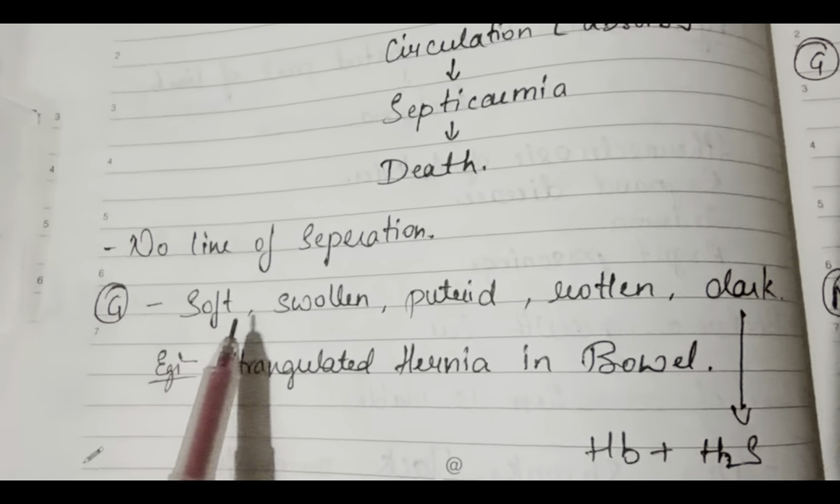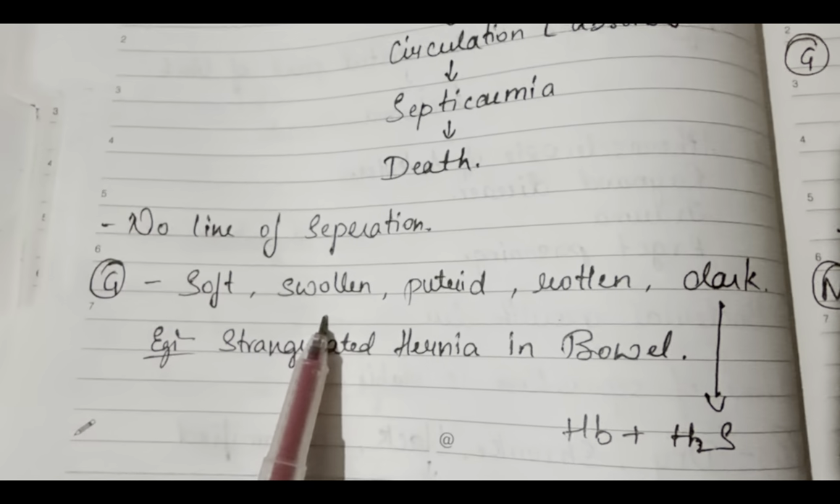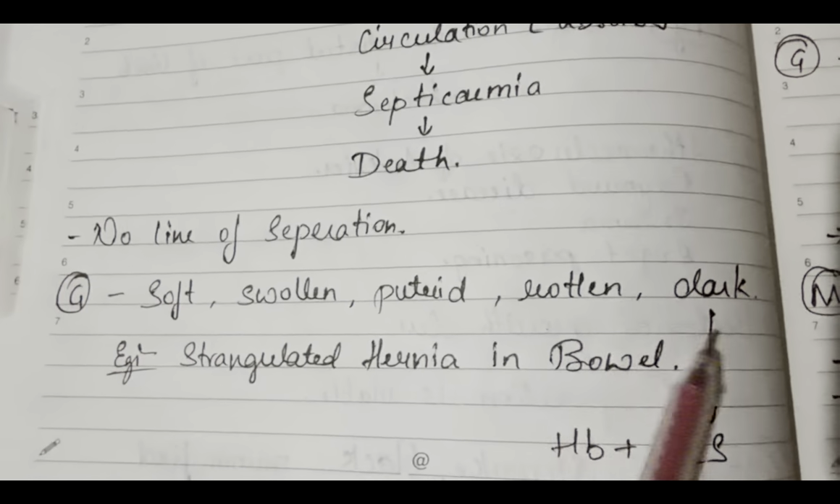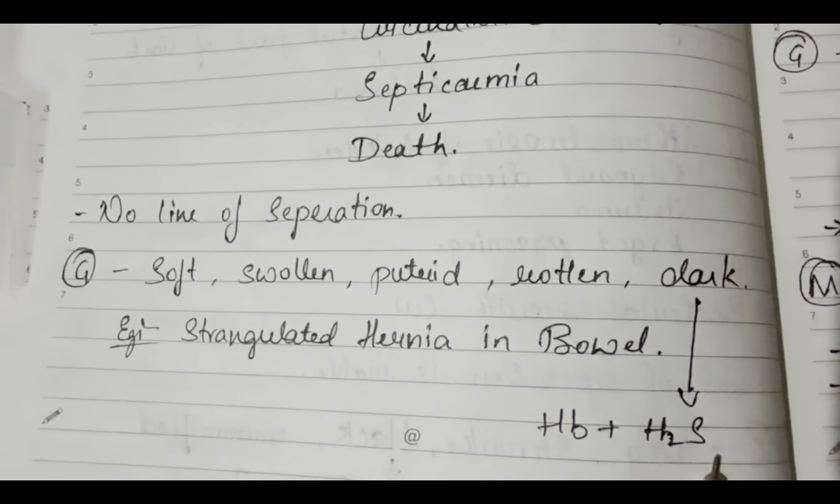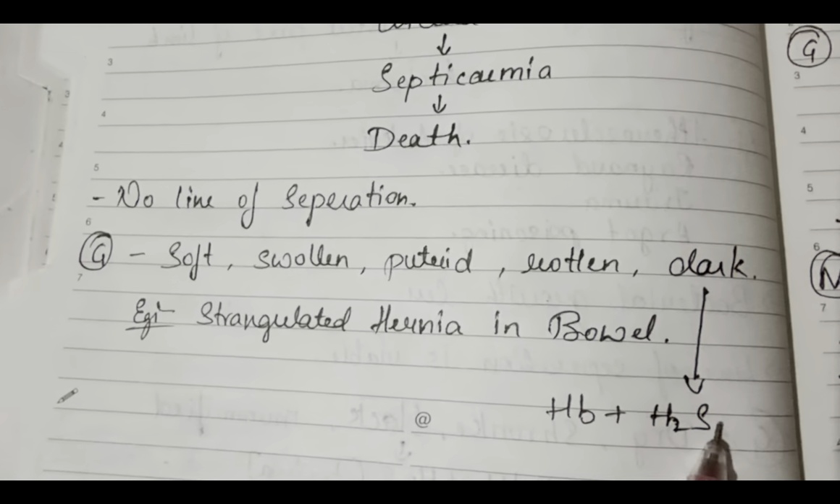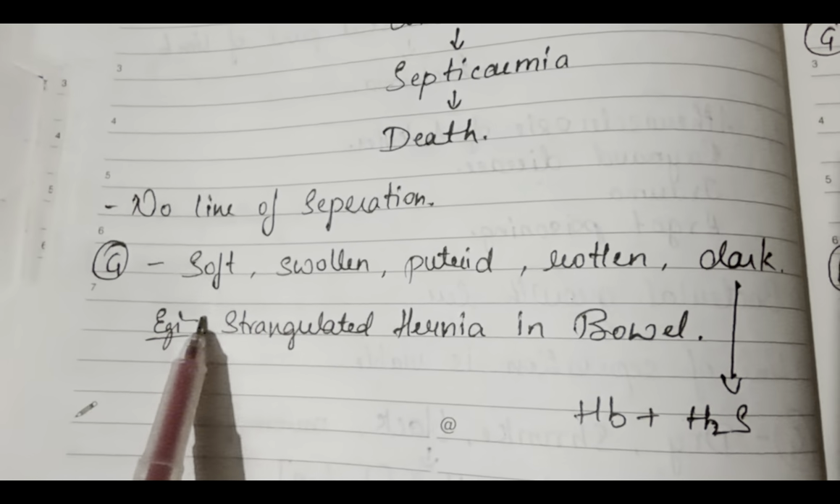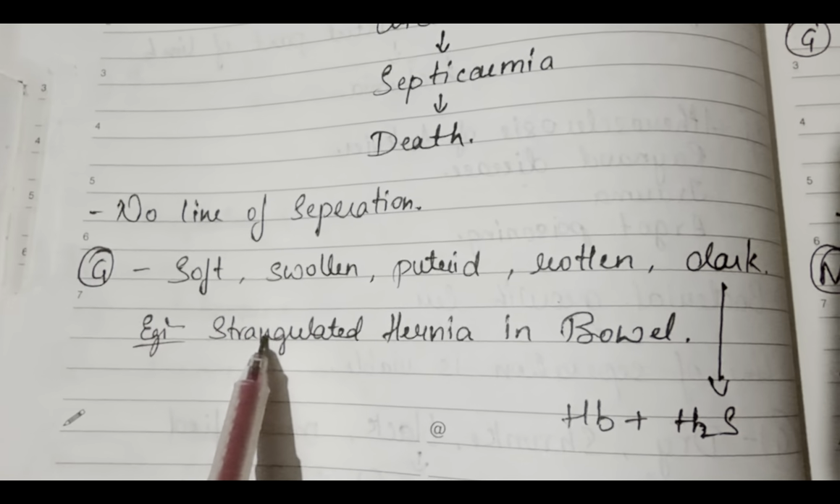What are the gross features? In wet gangrene you can see soft, swollen, putrid, rotten and dark color. It is due to the same mechanism of hemoglobin which reacts with hydrogen disulfide of the bacteria. An example is strangulated hernia in the bowel.